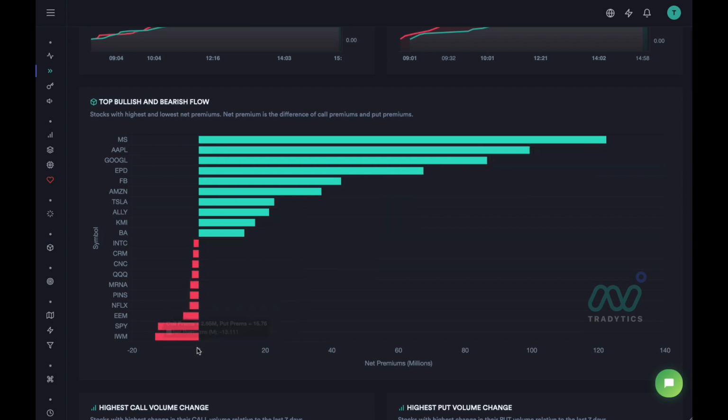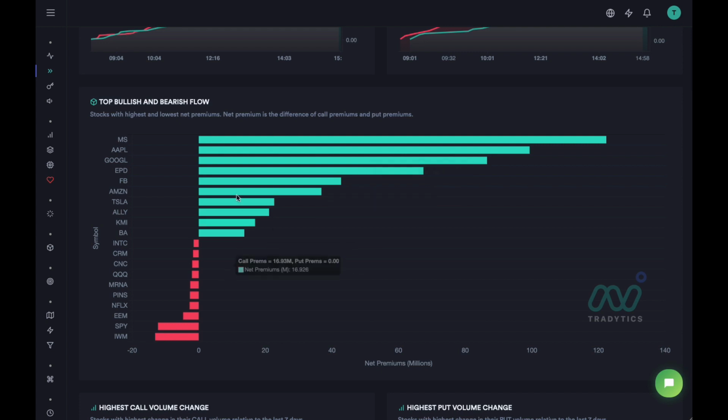So this widget sorts based on the net premiums, and then you can see the most bullish and the most bearish symbols. We can see that MS today was the most bullish one, where $122 million were spent on calls and only about $0.08 million were spent on puts. So that's a very large difference of about $122.37 million, and that's why this is at the top. Then we have Apple, we have Google, we have Facebook, we have Amazon. Facebook and Apple had earnings today as well. And then on the lower side, we have SPY, we have IWM, we have EEM.